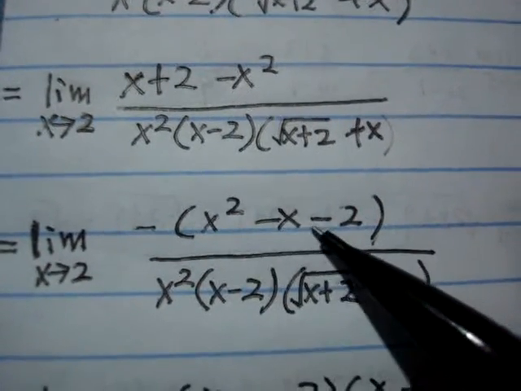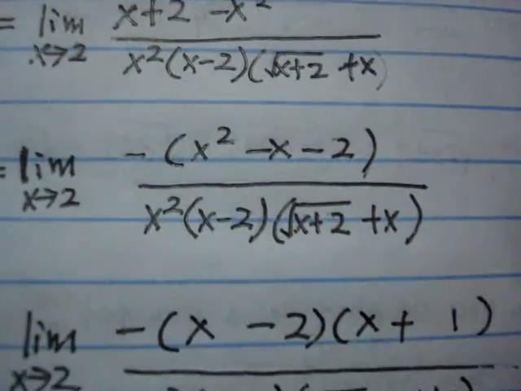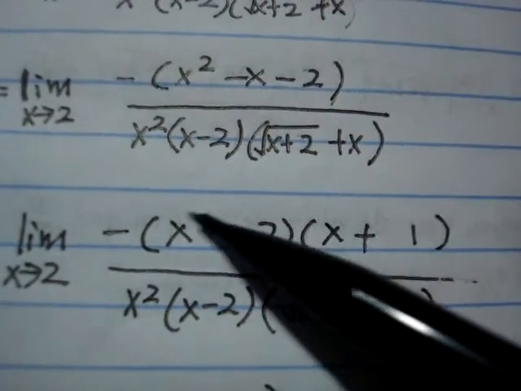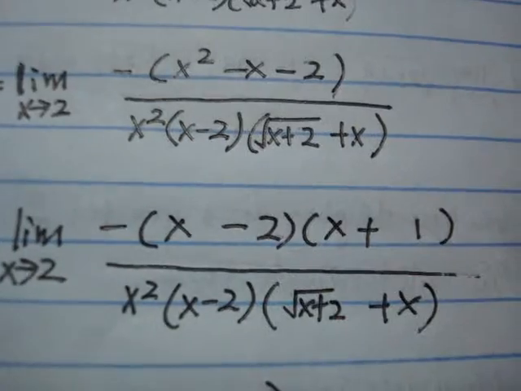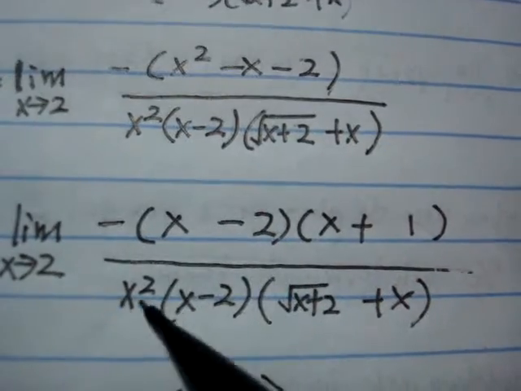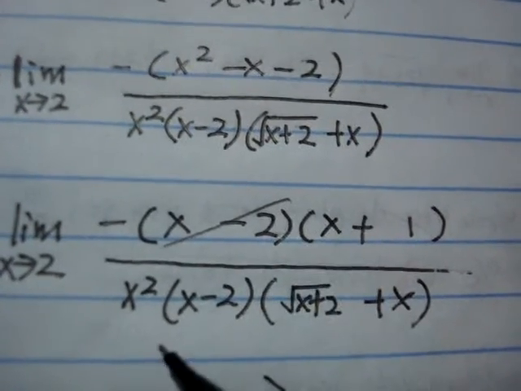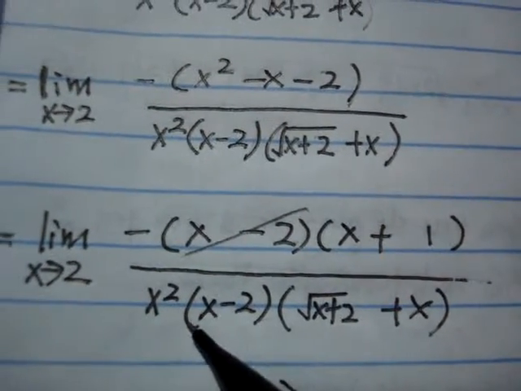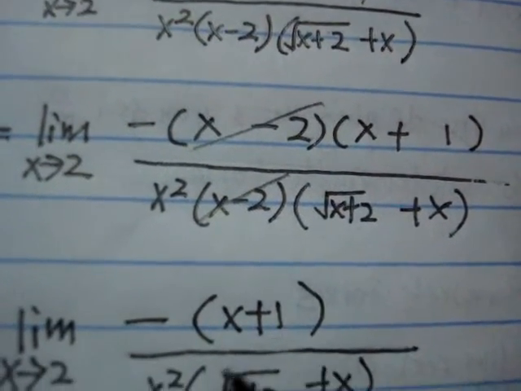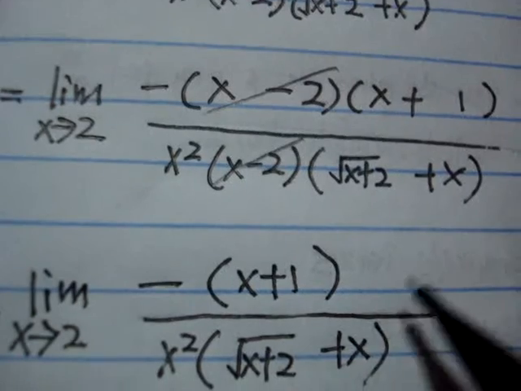Once you have all this, it's better to factor the numerator. For this particular numerator, the factored form is this right here. And the denominator, you cannot factor anything out, so just copy the same thing. And notice that this x minus 2 can cancel with the x minus 2 in the denominator right here. So you're left with minus x plus 1 divided by x squared times radical x plus 2 plus x.